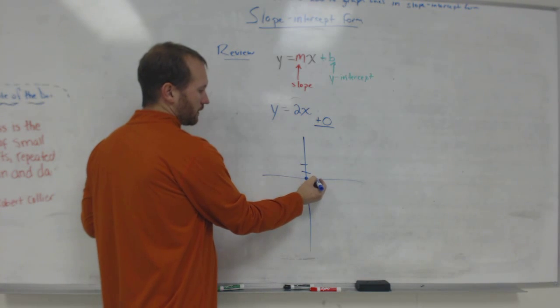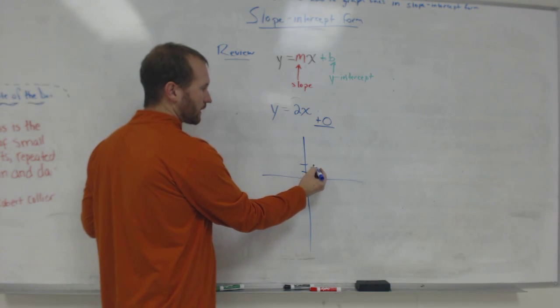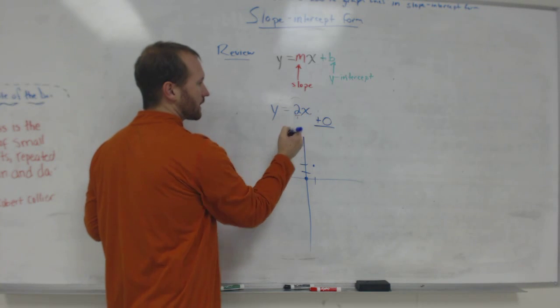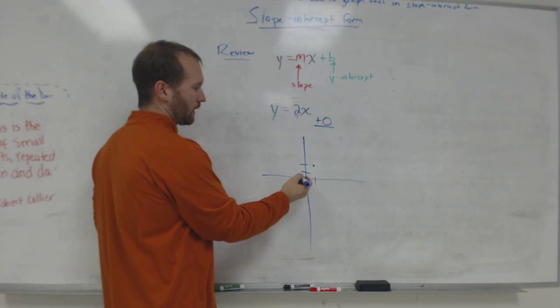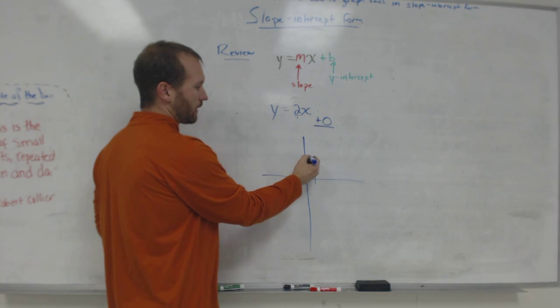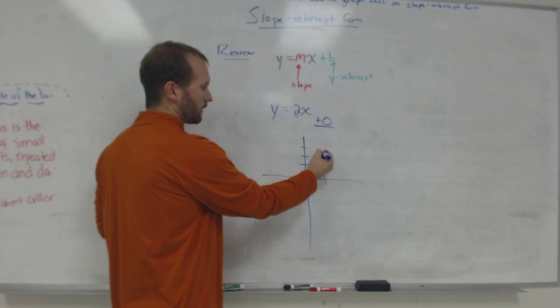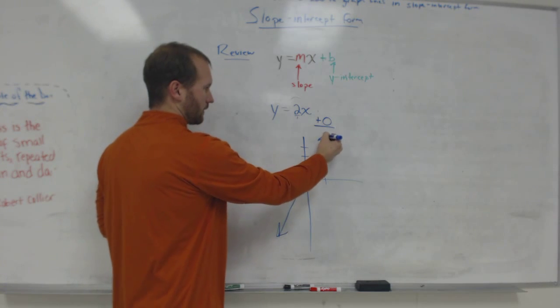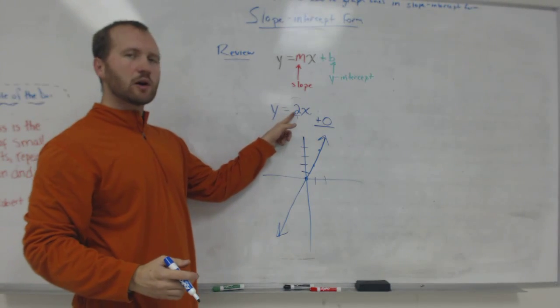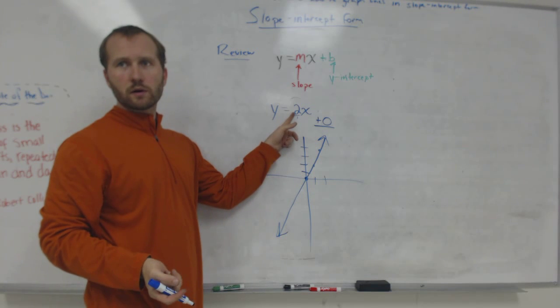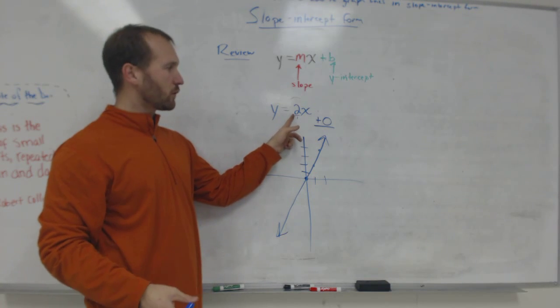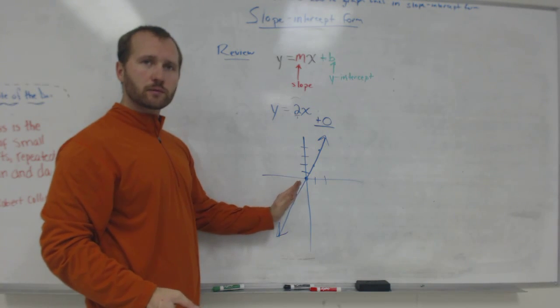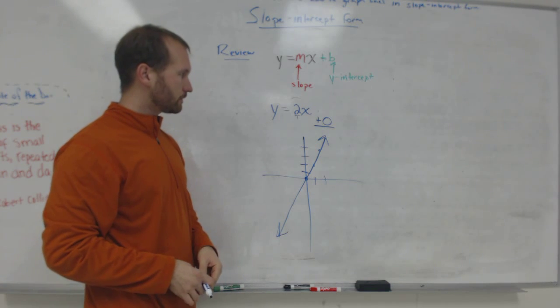Across 1, because remember, 2 is the same thing as 2 over 1. Up 2 over 1. Up 2 over 1. And I could keep doing that. It's like climbing another cliff. And again, positive slope, it's a pretty big number, 2, compared to like 1/2 or 1/4. So it's fairly steep.